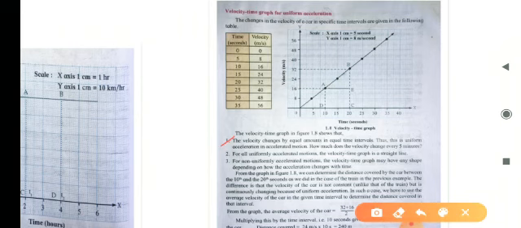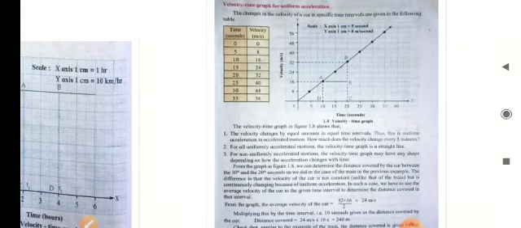Second, for all uniformly accelerated motions, the velocity time graph is a straight line. Third, for non-uniformly accelerated motions, the velocity time graph may have any shape depending on how the acceleration changes with time. Now, from the graph in figure 1.8, we can determine the distance covered by the car between the 10th and the 20th seconds, as we did in the case of the train in the previous example. The difference is that the velocity of the car is not constant, unlike that of the train, but is continuously changing because of uniform acceleration.